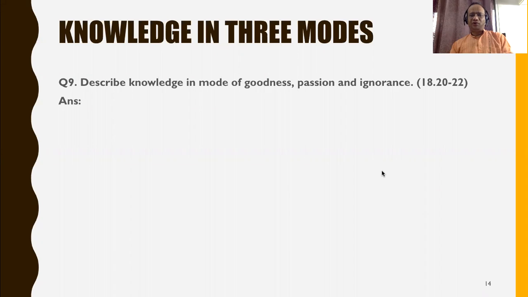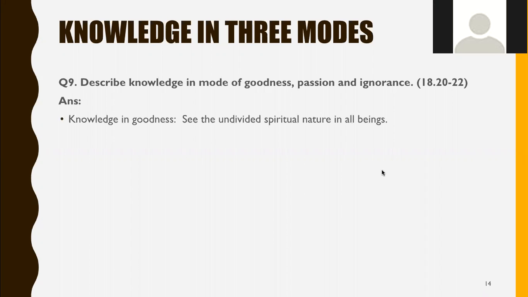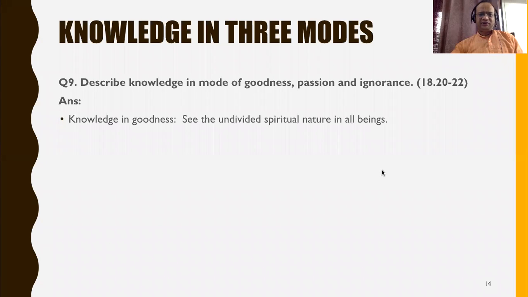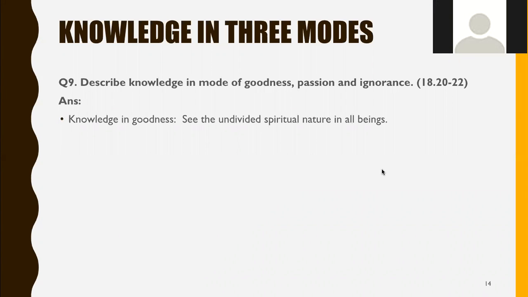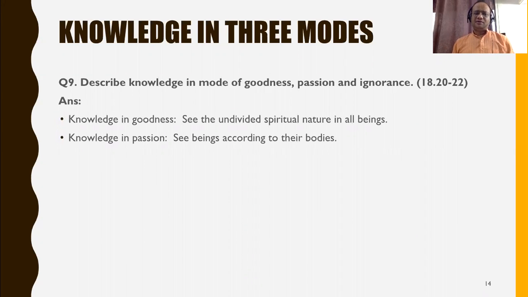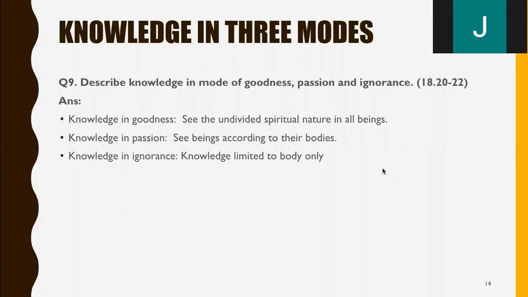Knowledge in mode of goodness. Yes, he sees one spirit in every living being or every entity. Very good. And mode of passion. Different entity in different body, no separate soul. Body is soul. Yeah, body is soul. And mode of ignorance. Knowledge limited to body only. Body only. So now, can somebody explain this by a real life example?